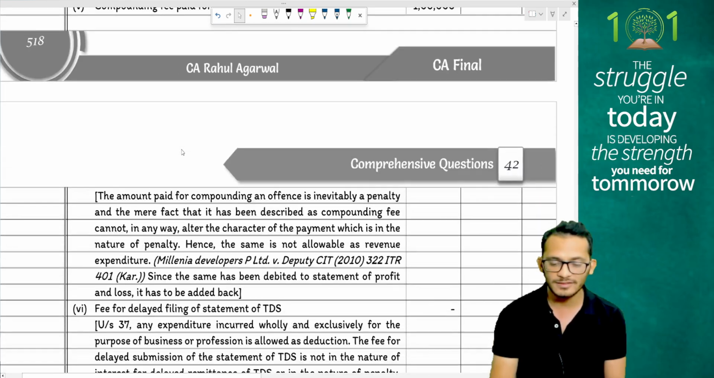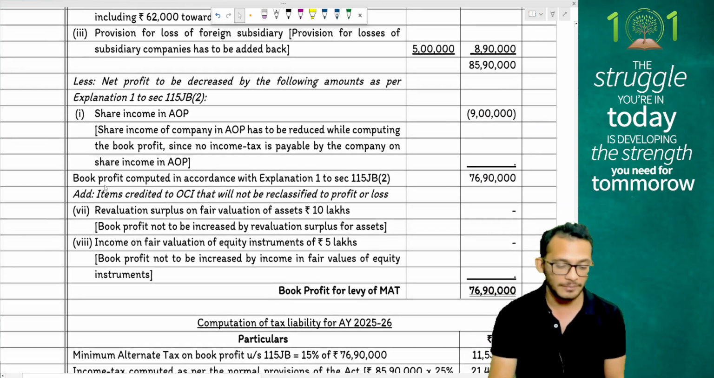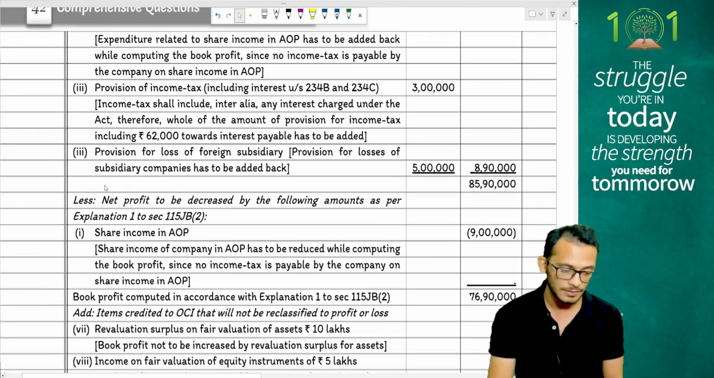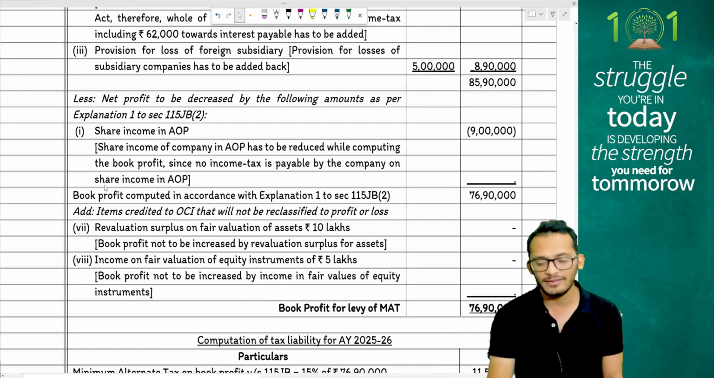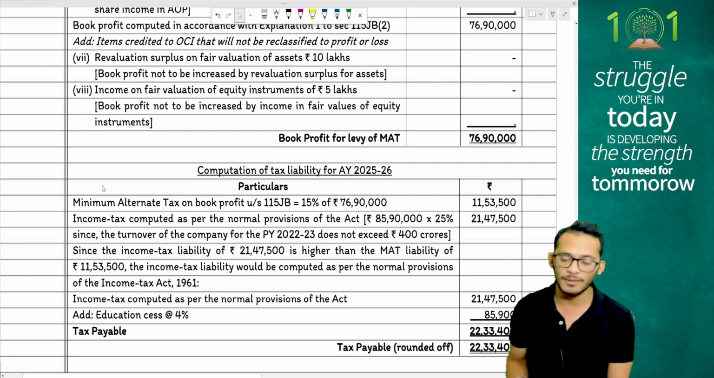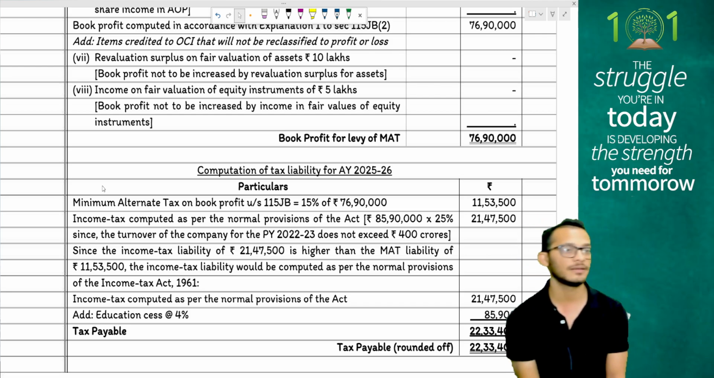Under normal provisions, this is what will happen, people. You will complete all your answer. You will get your 85,90,000 as your total income. And under MAT computation, you will get 6,90,000. You will compare both and you will find that your normal provisions is higher. And therefore you will take it from there.